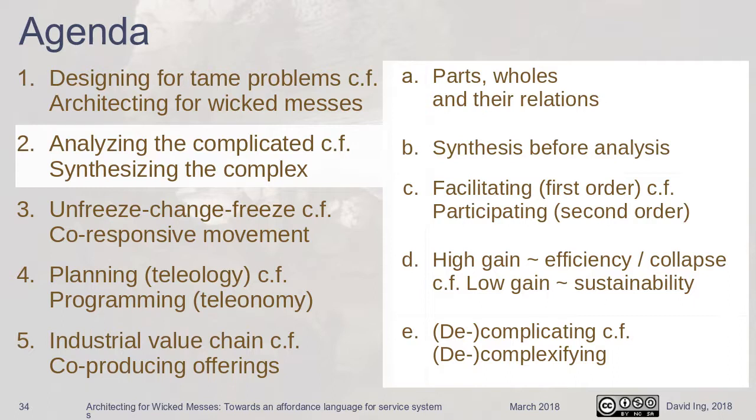We talked about systems before analysis. We talked about first-order cybernetics, second-order cybernetics. We have the idea of high gain and efficiency and low gain and sustainability, and the idea of decomplicating and decomplexifying. I haven't used the word simple because it's not a meaningful term here. Because the simplicity is associated with complexity. What you do is you create something that's a black box and then it becomes simple. So, do you need to know how to drive a car when someone else is driving an Uber? Well, Uber's a really complex system. The complicated system is, you get a driver's license and you learn how to do that yourself.